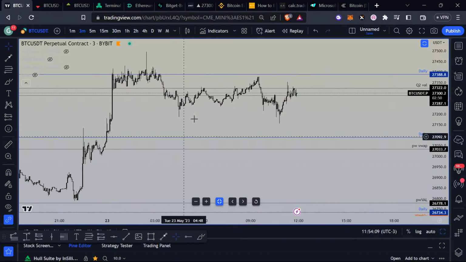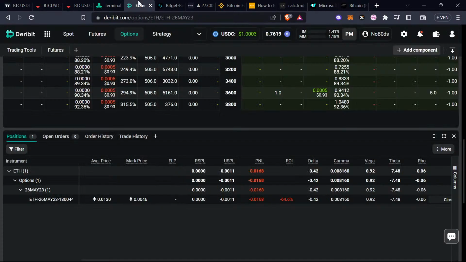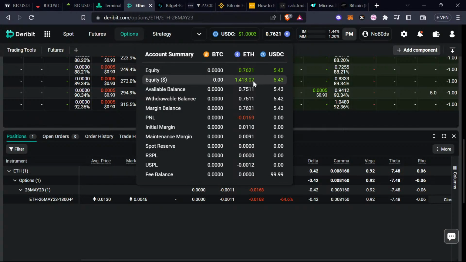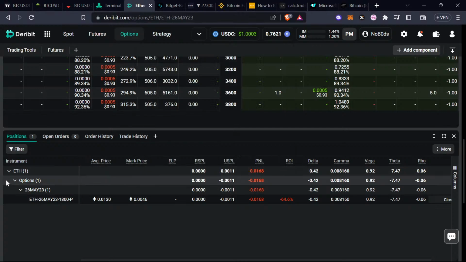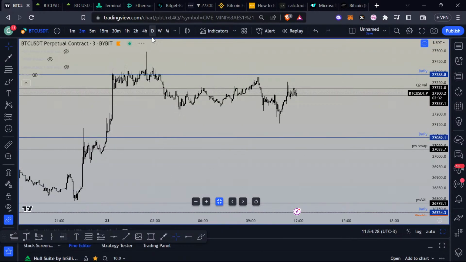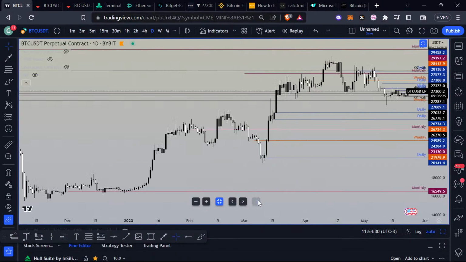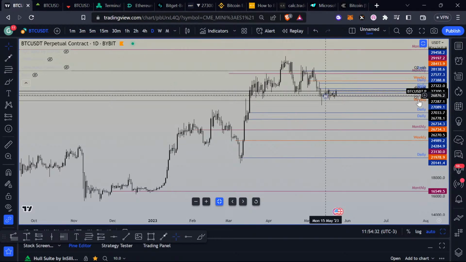Remember, we have the challenge account on here. We still are at more or less 40% gain. It's not much, it's not little, but this is a long-term challenge as well. I bought two puts on Ethereum because I consider that price can easily go lower from here. If Bitcoin goes down, Ethereum is going to go down.